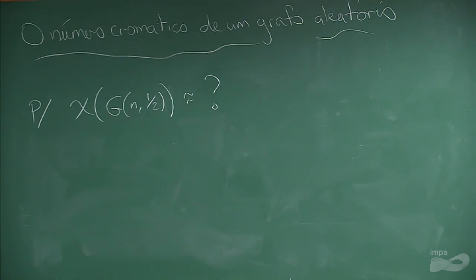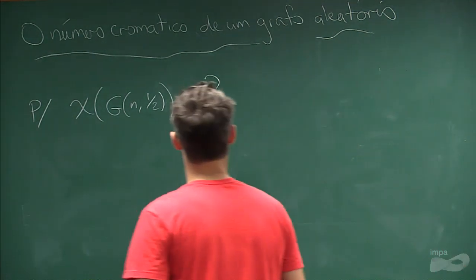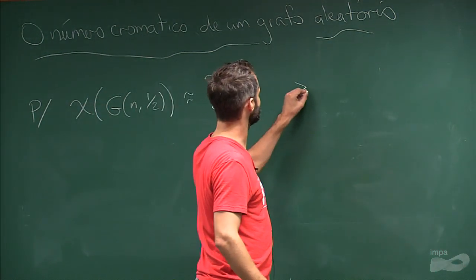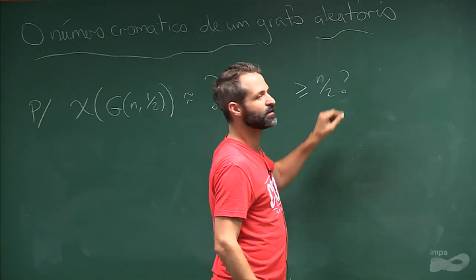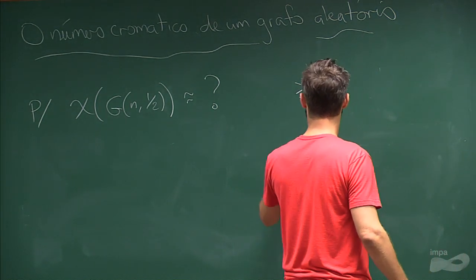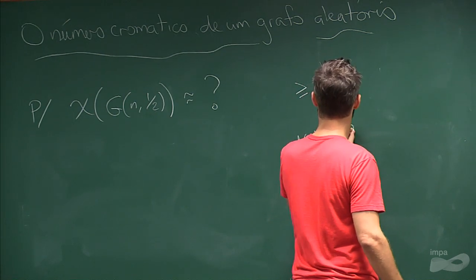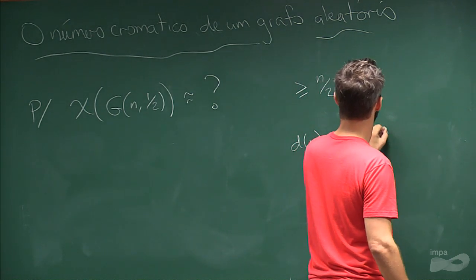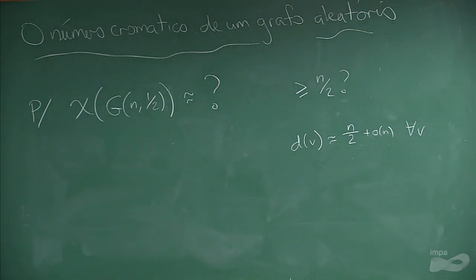Ah, okay. So have at least n over 2. How would you prove that? Something that at least one of them is going to have that number of neighbors. Yeah, in fact, all of them will, with high probability. And, well, if some vertex has n over 2 neighbors, you need at least this many.